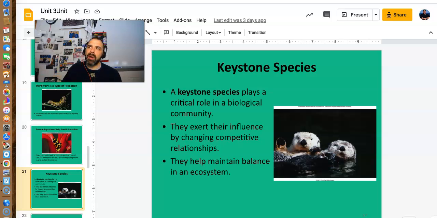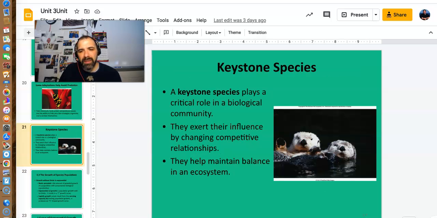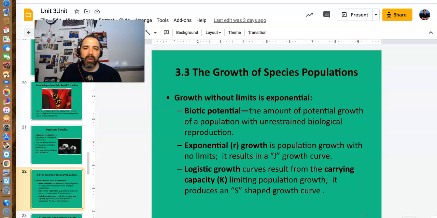And so, as we're talking about predation and an organism's role in an ecosystem, we need to talk about a keystone species. A keystone species plays a critical role in a community because they exert their influence by changing the competitive relationship. They help maintain balance in the ecosystem. We're going to talk more about keystone species, but these cute little otters, they're a keystone species, especially in the Pacific Northwest. So let's talk about how growth occurs.